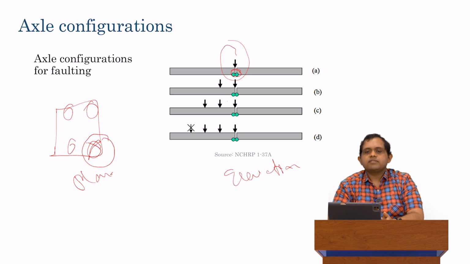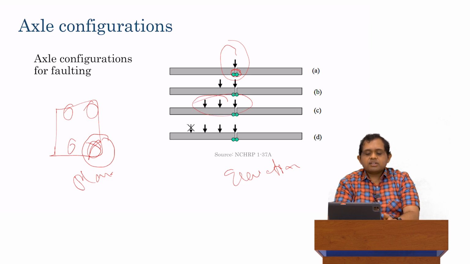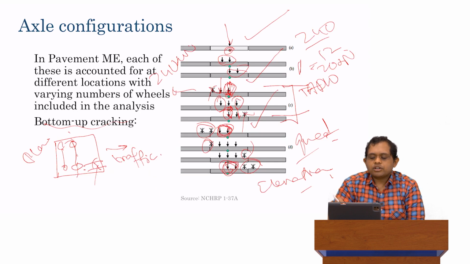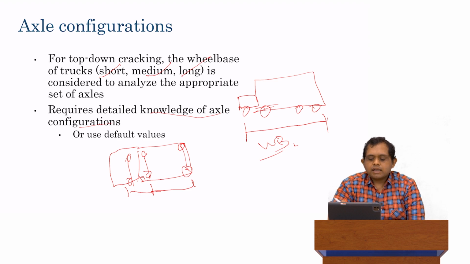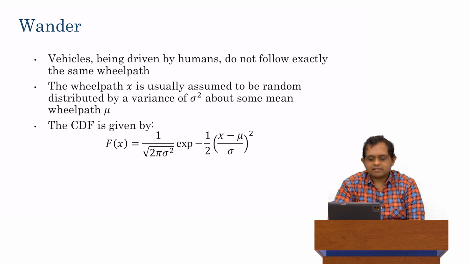If we have a tridem axle, then we place the outer axle on the corner and then the other axles come inside. If you have a quad axle, interestingly, the recommendation of Pavement ME is to treat it exactly like a tridem axle, that is, ignore the last axle and just consider these three axles. So these are the axle configurations which are used for faulting. So what I showed you is the axle configurations used for bottom-up cracking, the additional things to keep in mind for top-down cracking, and then the axle configurations to be used for faulting. So now you know where exactly the load has to be placed in order to do the analysis.